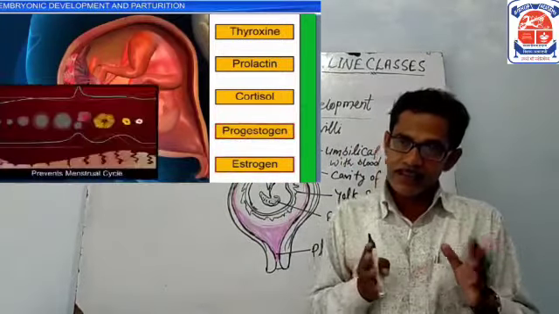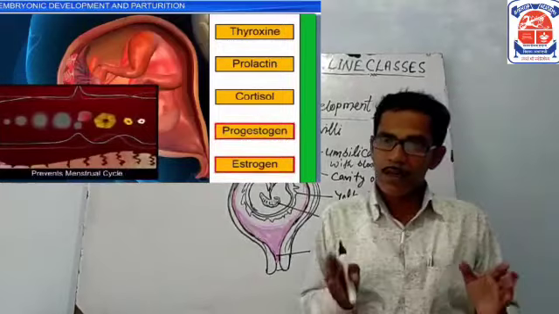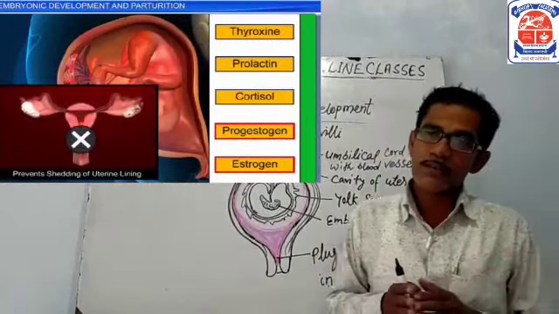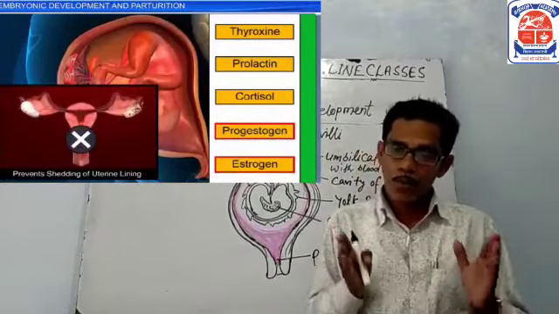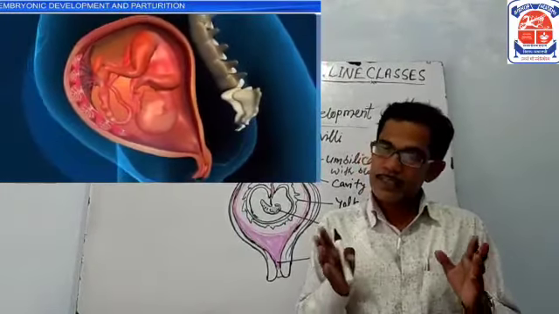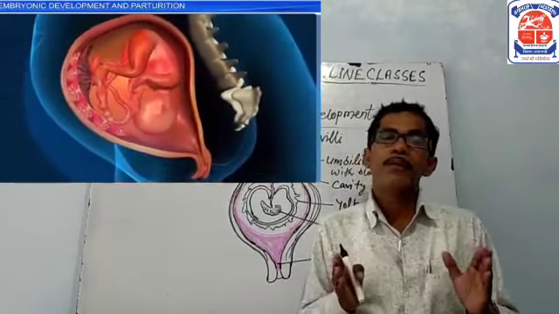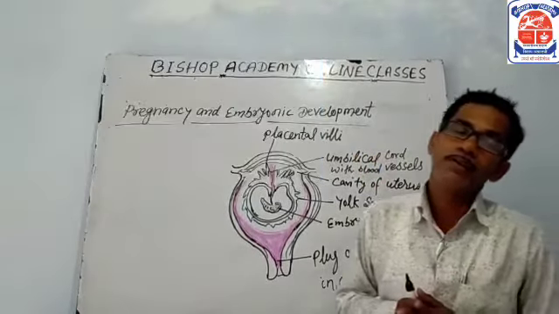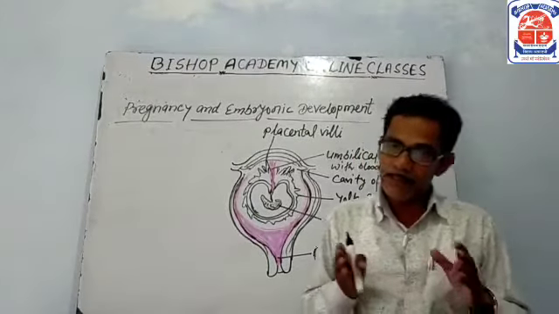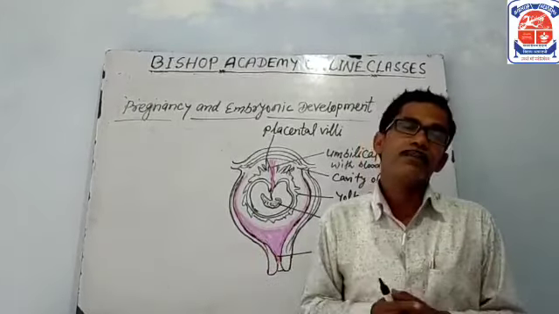In addition, during pregnancy, other hormones like estrogen, progesterone, cortisol, and prolactin are also secreted, which are essential for supporting fetal growth, metabolic changes in the mother, and maintenance of the pregnancy.